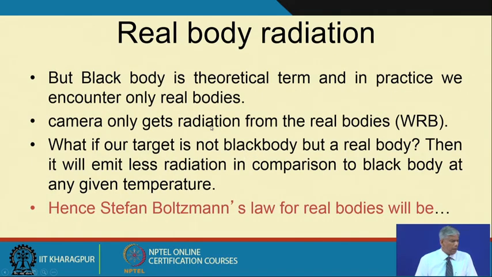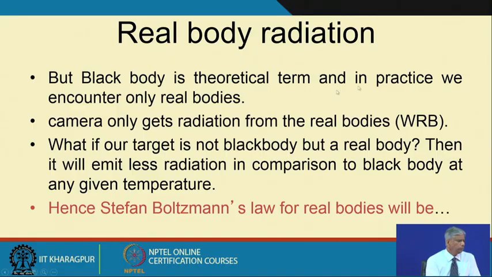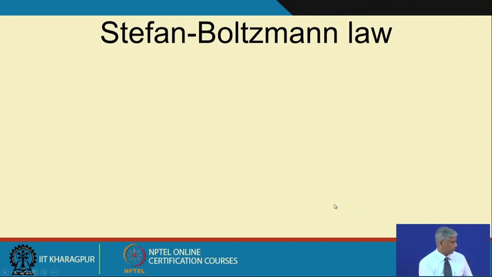But this black body is something very theoretical, but we have a real body where the emissivity is not equal to 1. So, then it will give less emission or radiation in comparison to a black body, and Stefan-Boltzmann for real bodies will be this.